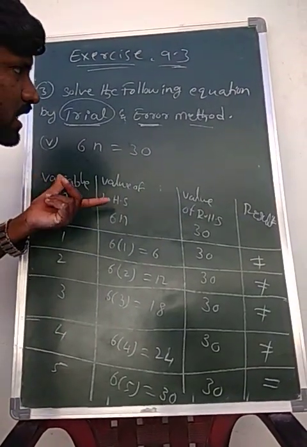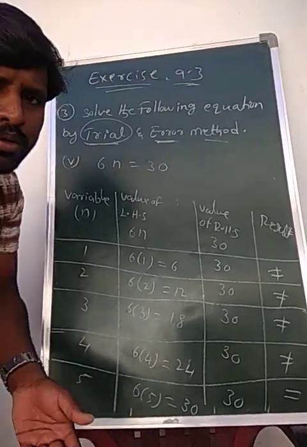Okay. So this is the trial and error method, children. So you try the remaining problems in this way.